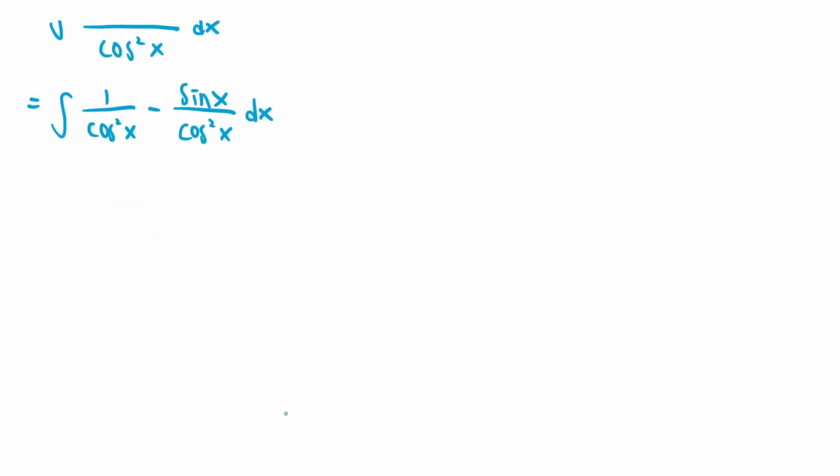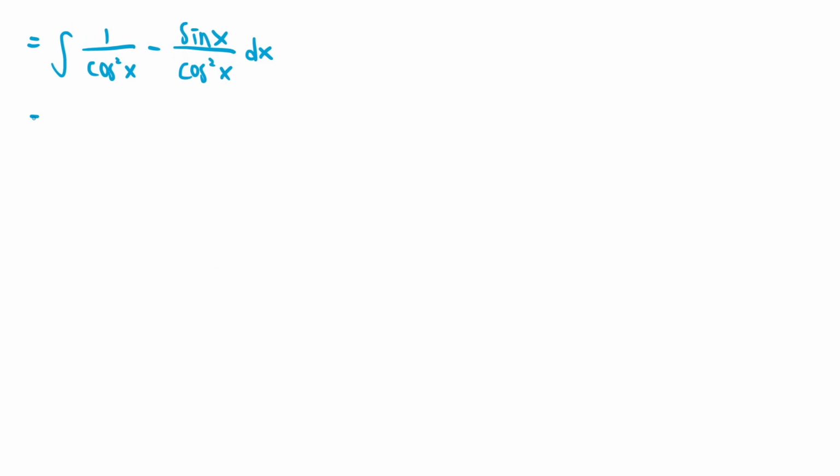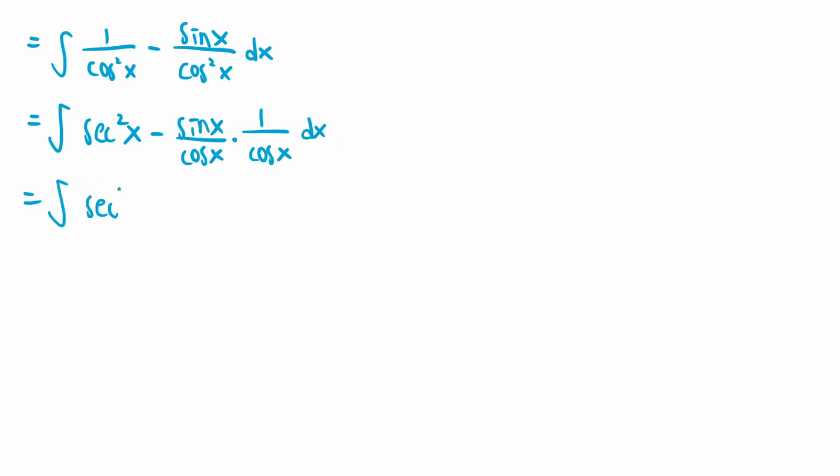So we can rewrite this integral by rewriting 1 over cosine squared of x as secant squared of x, and sine of x over cosine squared of x can be rewritten as sine of x over cosine of x times 1 over cosine of x. So this is just equal to the integral of secant squared of x minus tan of x secant of x, since sine of x over cosine of x is just tan of x, and 1 over cosine of x is secant of x. So this entire integral is just the integral of secant squared x minus tan x secant of x dx.